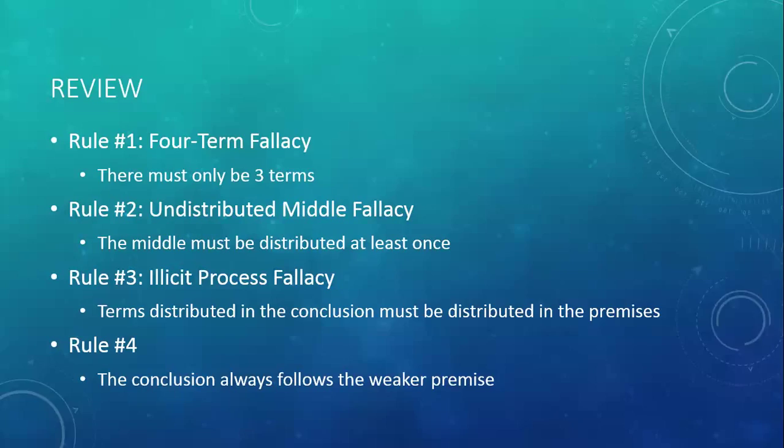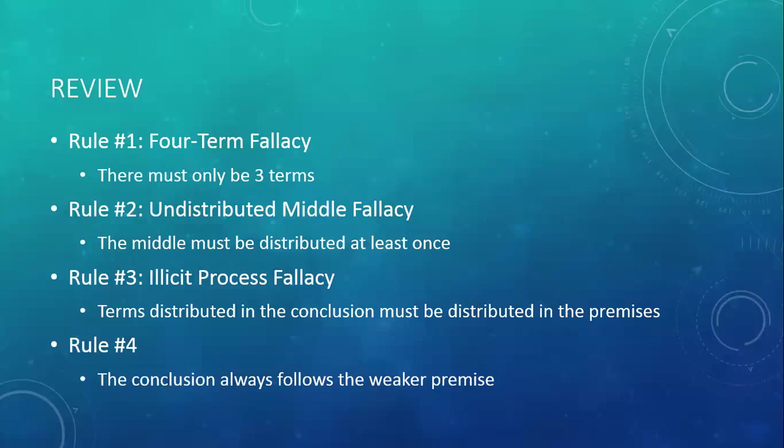Undistributed middle fallacy. The middle must be distributed at least once. And remember, this is because if you're going to connect them, you kind of have to know at least somewhere in the pictures how big the middle term is, right? How big that circle is. But really, you need to know how it relates to one of them at least perfectly well, so that you can see how that would connect to another one.